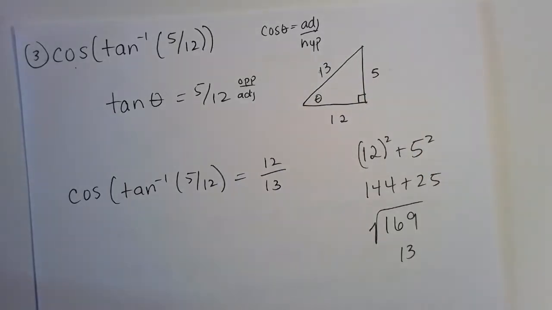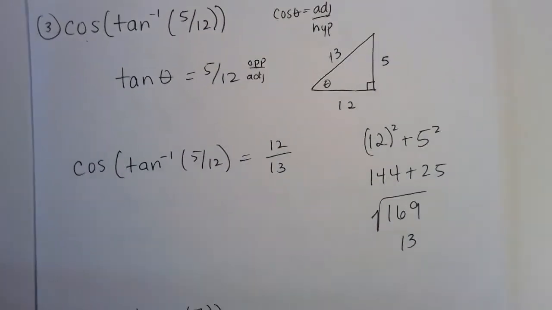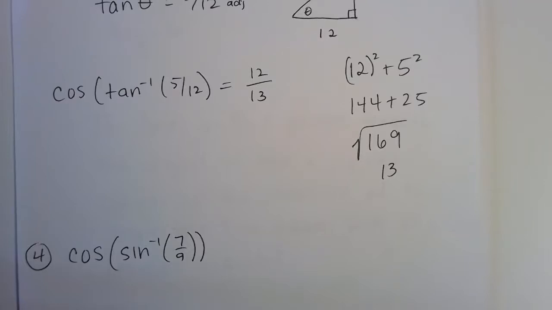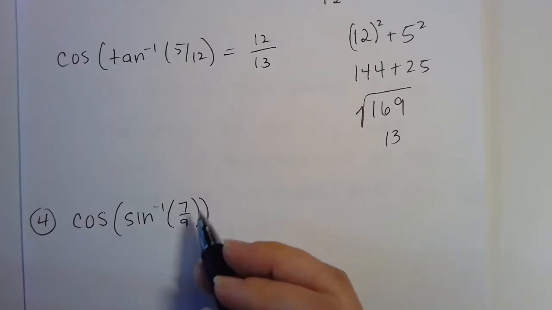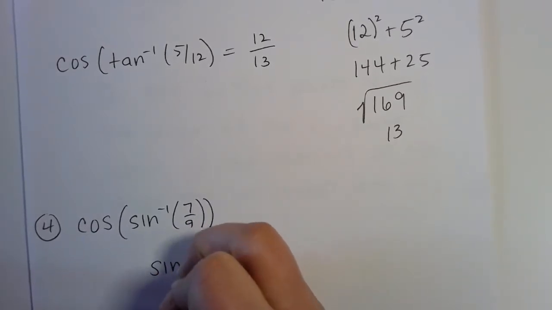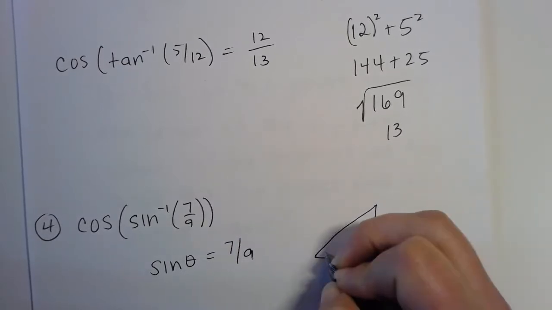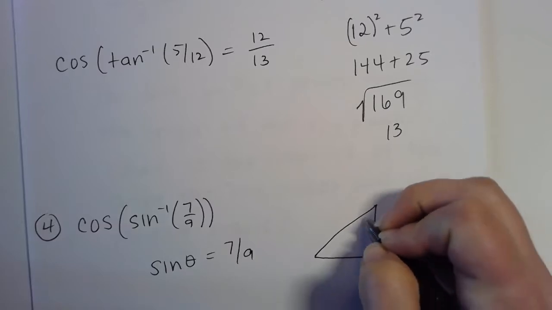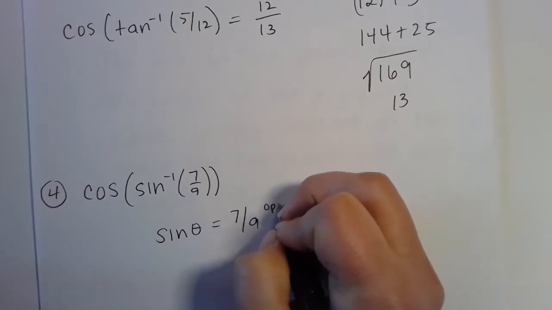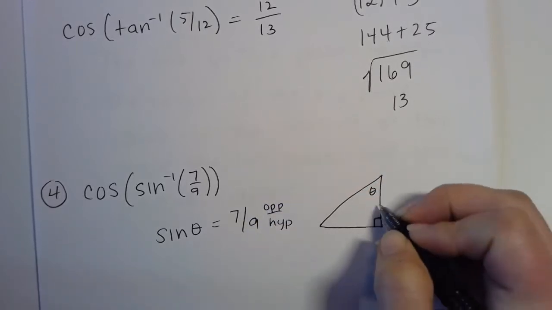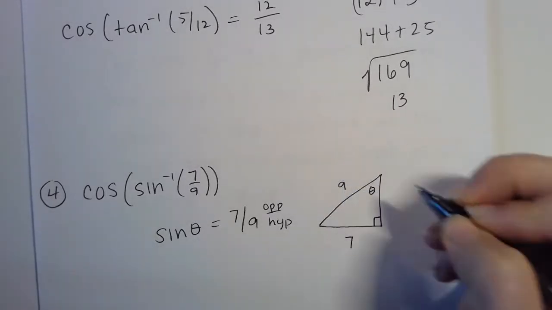Okay, we'll do another one like that. That one was cosine of tangent inverse. This one is cosine of sine inverse. And so we're going to again start in the middle. Arcsine of 7 over 9 means I have the sine of theta equal to 7 over 9. I'm going to use my triangle method here and put my theta up here just to be a little bit different this time. I know that sine is opposite over the hypotenuse. So my 7 is over here, the opposite side. My hypotenuse is opposite the right angle, so that's 9.